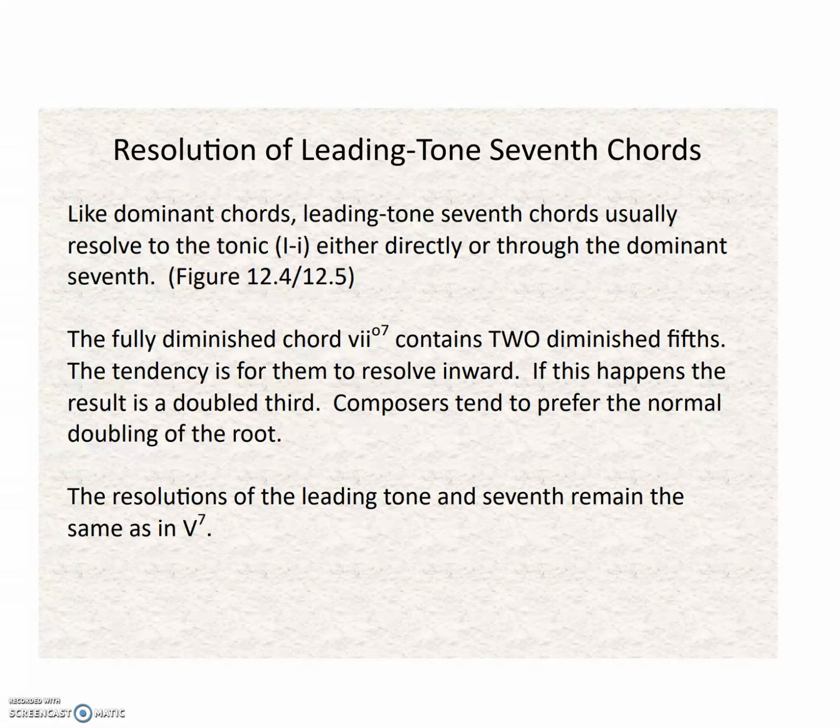The fully diminished 7-7 contains two diminished fifths. And so the tendency is for them to resolve inward. If you have this, you have a doubled third, which is not a big deal in the resolution. It's just if you want to have the normal doubling of the root and include a fifth, you might have to resolve things a little bit differently. That said, the resolutions of the leading tone and the seventh remain the same as in a 5-7. So scale degree 7 is going to go up, and the seventh of your chord, which in a 7-7 chord is actually scale degree 6, is going to come down.